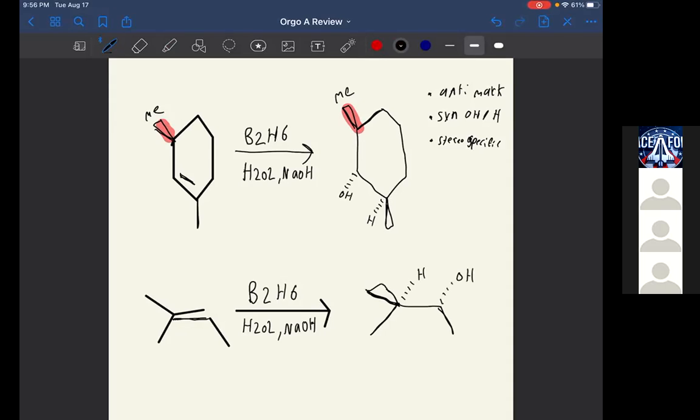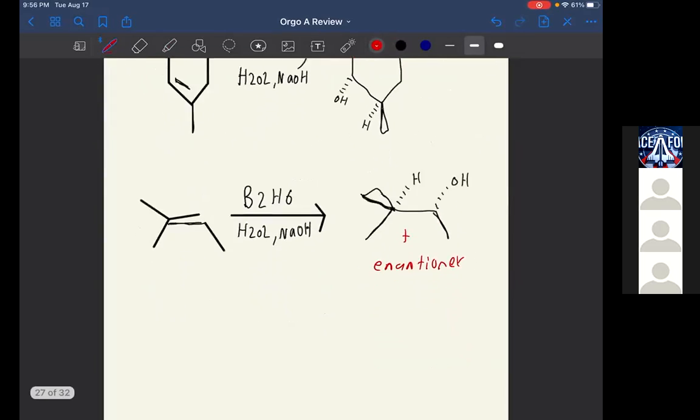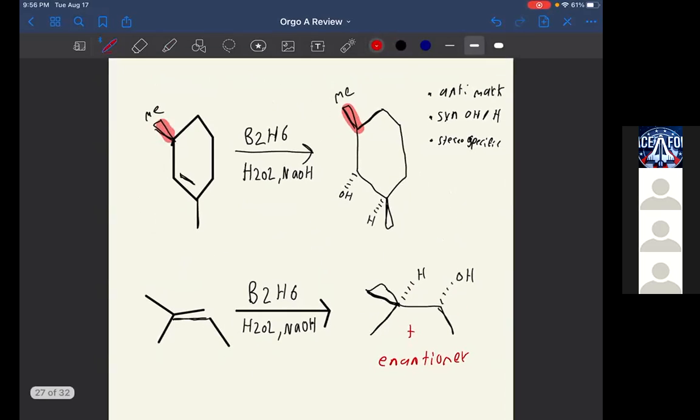H, and now since this one didn't have any starting stereochemistry, it would then also have an enantiomer. And as we went over earlier, all an enantiomer means is that the hydrogen and OH would be on a wedge instead of a dash. Yeah, that's hydroboration, or I forget the exact name of it.